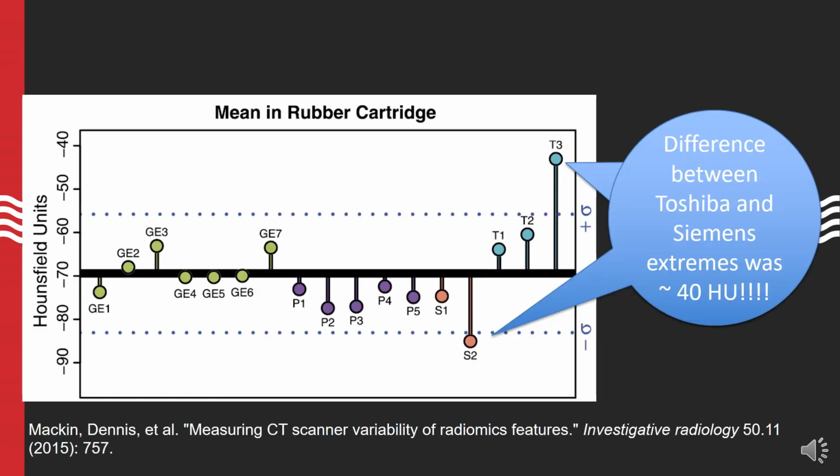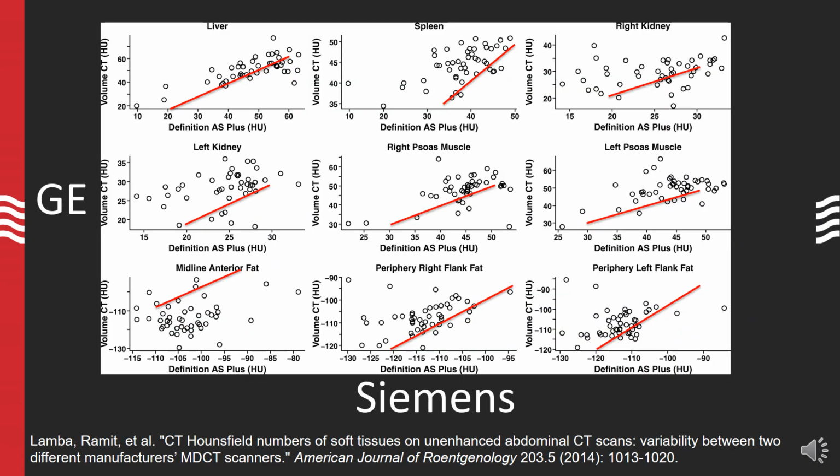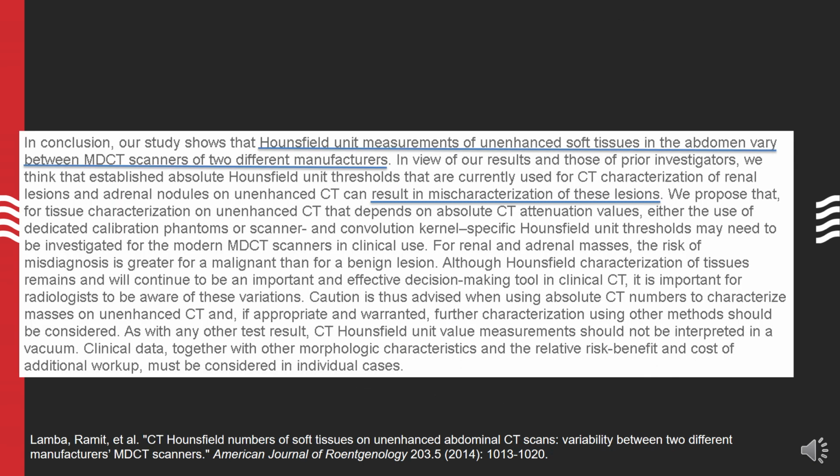CT number changes with vendor. So in a pretty controlled study, some authors looked at a rubber cartridge, a little piece of rubber. They imaged it in a bunch of different vendors, a bunch of different CT scanners, and they found systematic differences between the different vendors. The largest differences they found were about 40 Hounsfield units. But the rubber meets the road when you actually look at real patients, and another group did that. And here I've shown in red the unity line, and what we can see is none of these plots really follow those unity lines, and there's systematic differences between the GE and Siemens in this case for the same patients, same anatomical region measured. Their conclusions were Hounsfield unit measurements of unenhanced soft tissues in the abdomen varied between vendor, and this can result in mischaracterization of lesions.